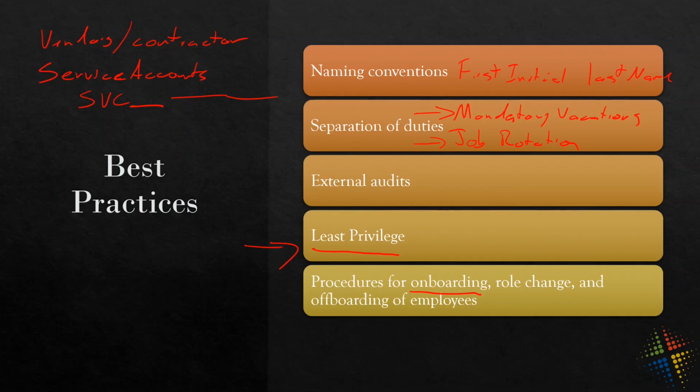Additionally, for role change, again, this has to do with the auditing. If I'm going from accounting to HR, I don't need access to both accounting and HR systems at the same time. I need to make sure that when I role change, that those permissions are moved over and the old ones are removed. And then lastly, offboarding of employees.